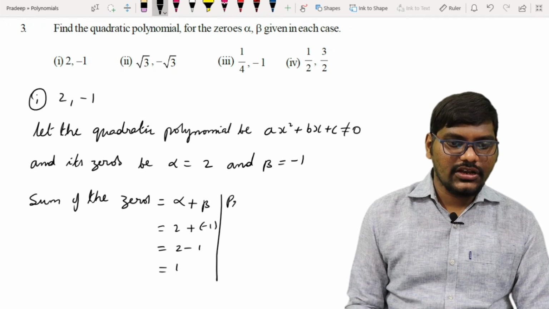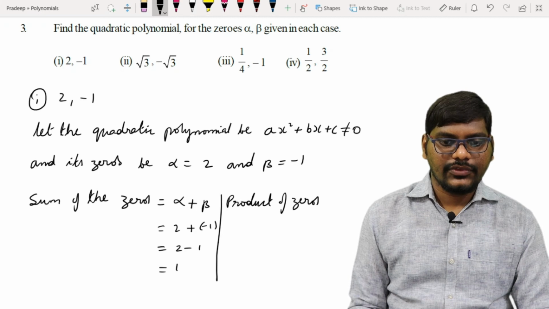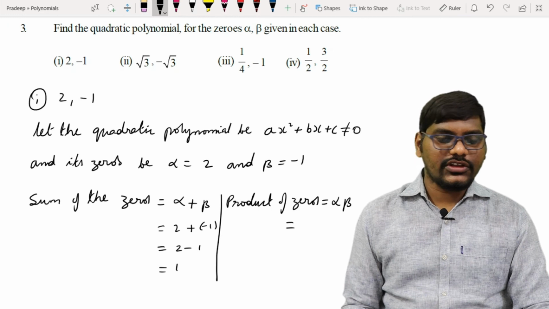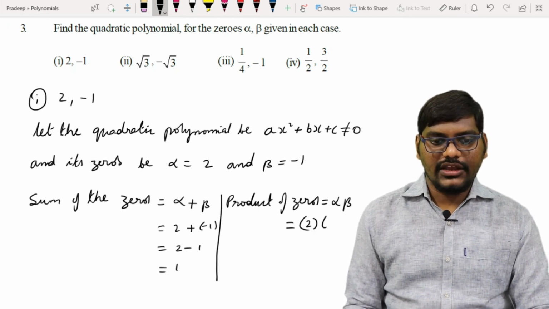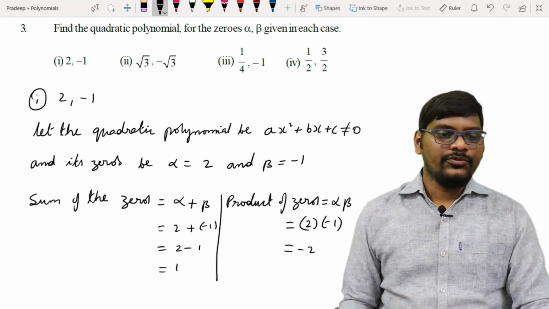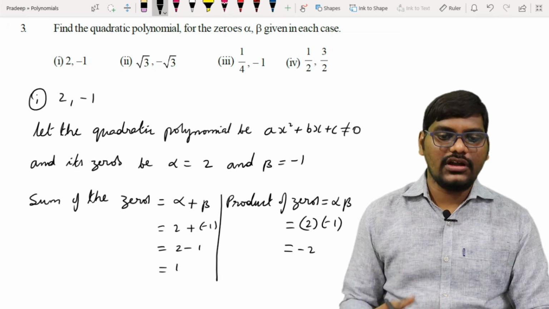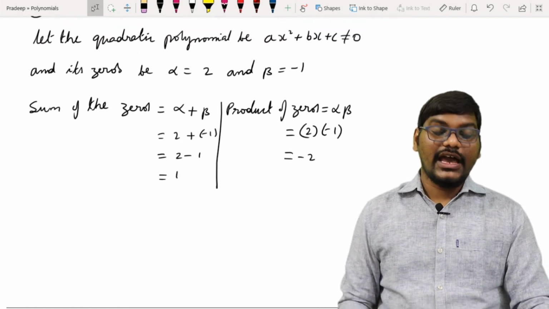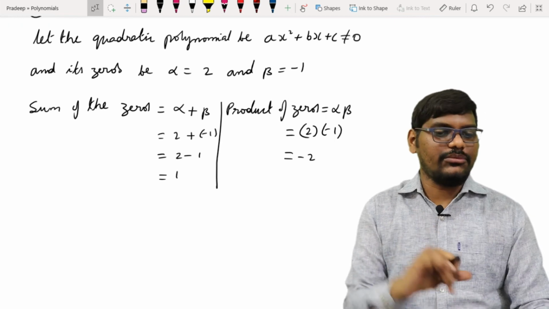So I can write here, product of zeros is alpha beta. The first value is 2 and the second value is minus 1. So 2 into minus 1, we are getting as minus 2. So sum of zeros we got as alpha plus beta, and product of zeros as alpha into beta. We'll use both of these values and the previous method, that is the second question; the same thing we are going to do here.